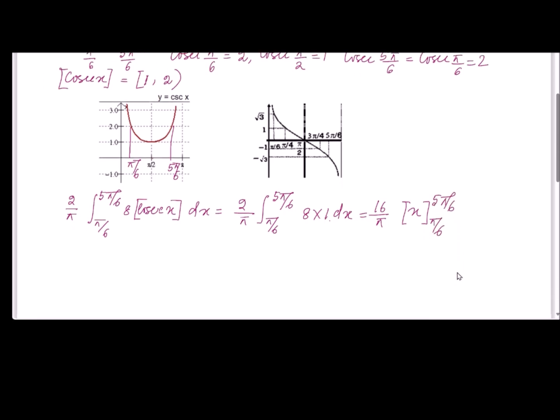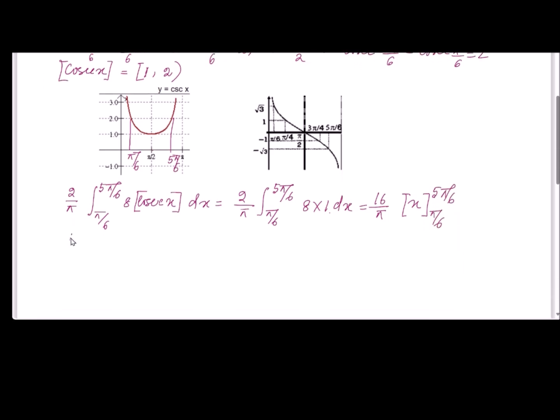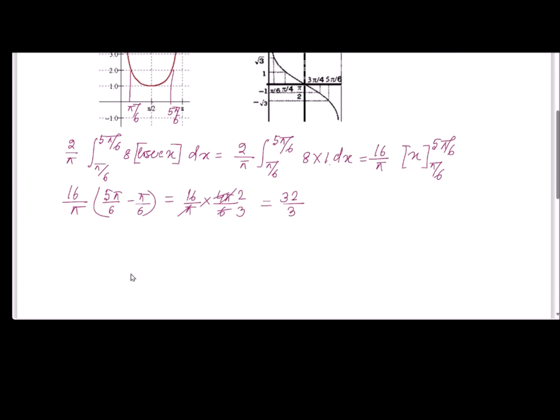Your calculation is also simple. So 16 over pi into 5 pi by 6 minus pi by 6, that will be 4 pi by 6. Pi cancel, 2, 3. So it will be 32 over 3 unit. Now coming to second one.